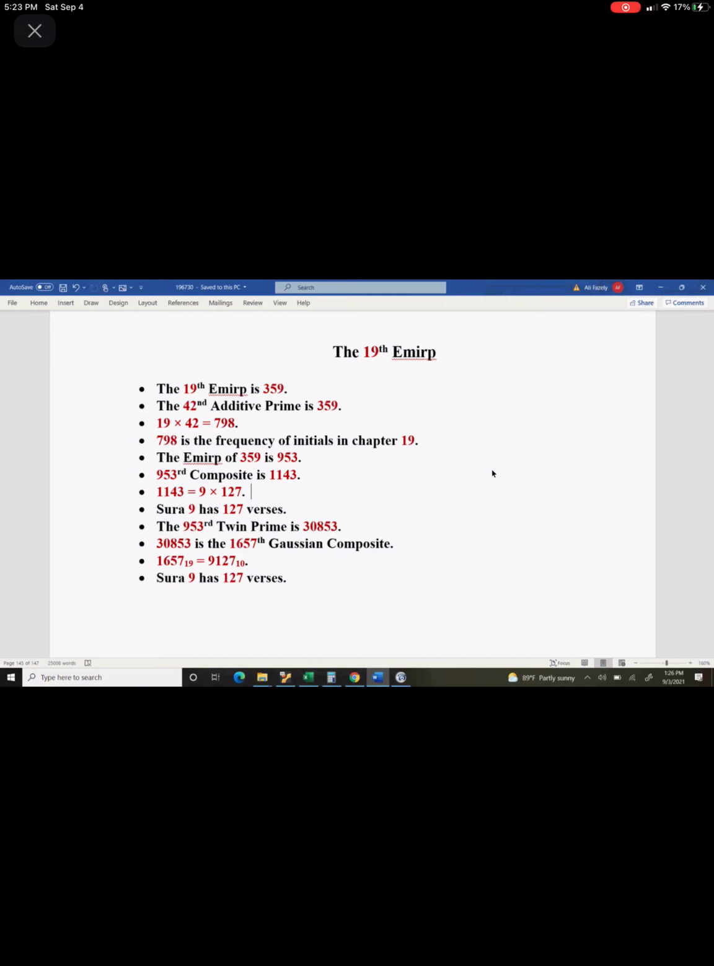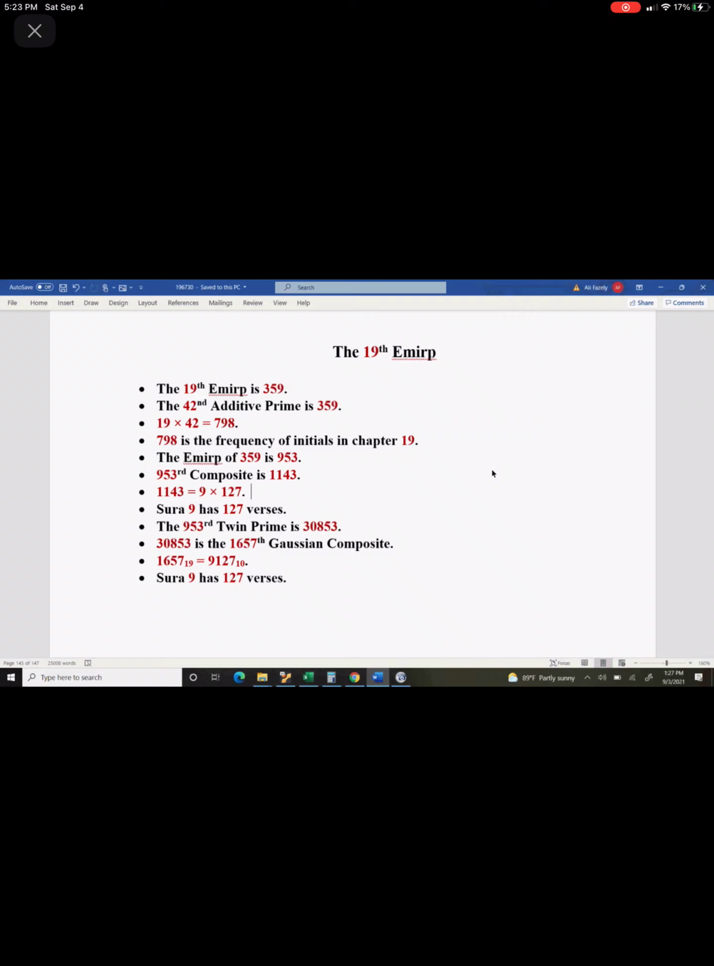Remember now, chapter 19, which is called Mary, has the longest number of initials. There are 5 initials in that chapter: Kaf, Ha, Ya, Ain, Sad. 5 Arabic letters. If you count those in that chapter, you end up with 798, which is 19 times 42. So this 359, by virtue of being the 19th Emirp and the 42nd additive prime, will generate the number of initials in chapter 19.